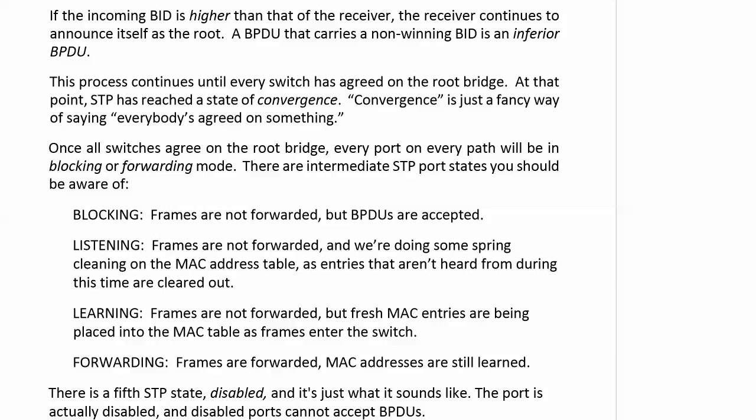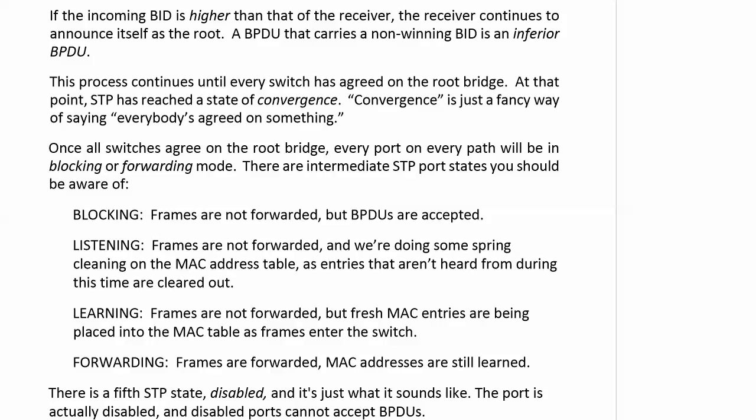I know I've used that term a couple times, and you might not be familiar with it. Convergence is just a fancy way of saying everybody's agreed on something. If 5 people get together in the hallway and decide what they want for lunch and they agree on it, some grudgingly I'm sure, there is convergence. We've all agreed we're going to this place. That's what we want in our routing protocols, and that's what we want in our switching protocols: a state of convergence.